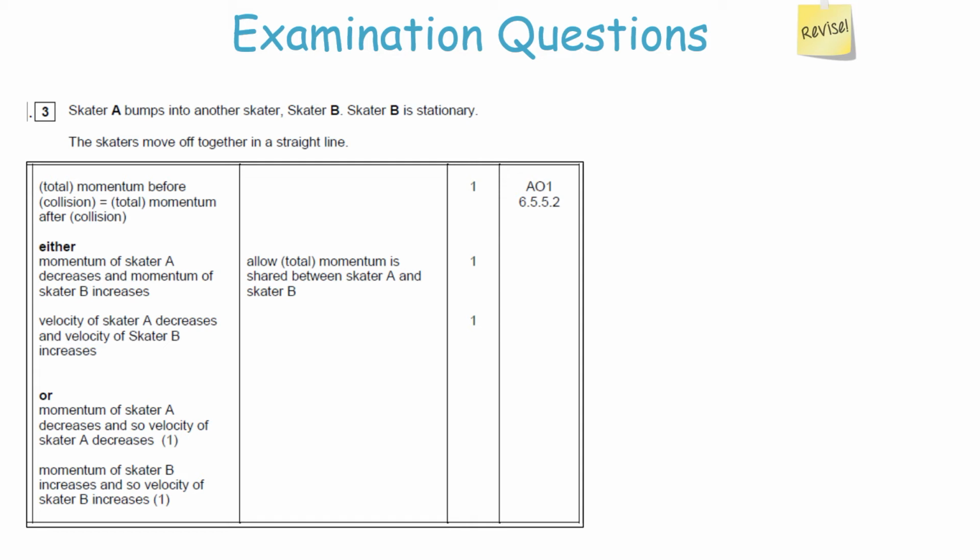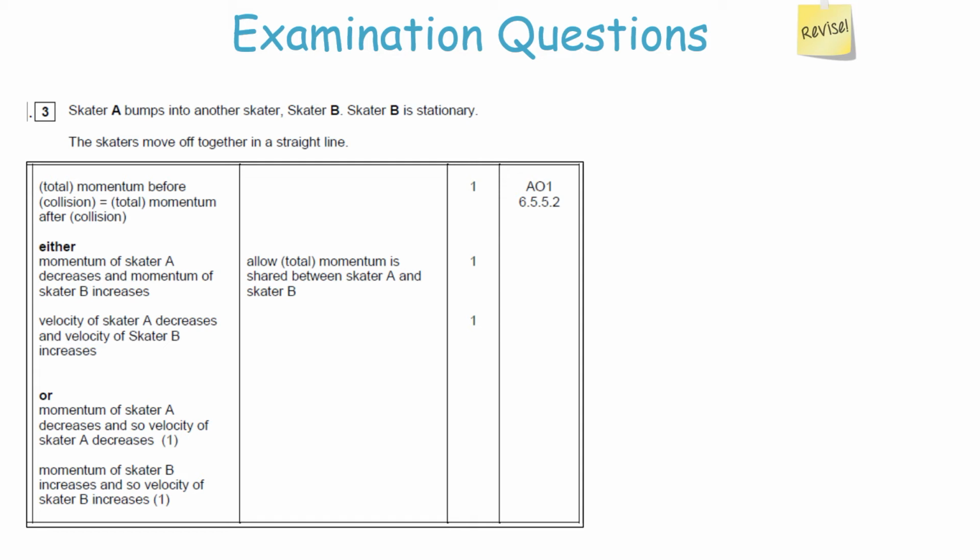Now you'll notice that before the collision, A is moving and B is stationary. Now we know momentum is mass times by velocity, so therefore if skater B has a velocity of 0, it is stationary, it must have a momentum of 0. So therefore B has a momentum of 0 and A has a value of momentum. We know this because the skater will have a mass and they're also moving, so they have a velocity.